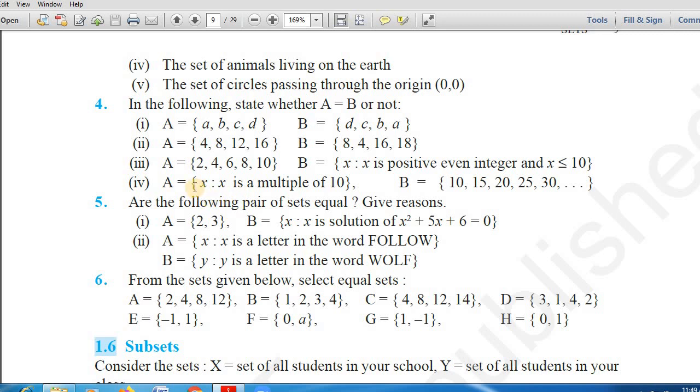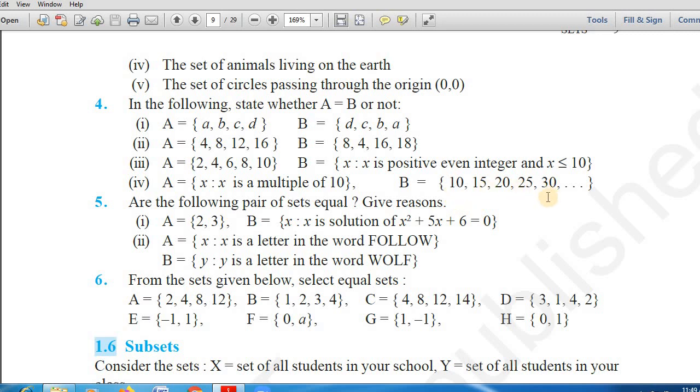In example number 4, A is the set of x such that x is a multiple of 10. That means A consists of all multiples of 10, the collection of all multiples of 10. And B is the set which consists of 10, 15, 20, 25, 30.